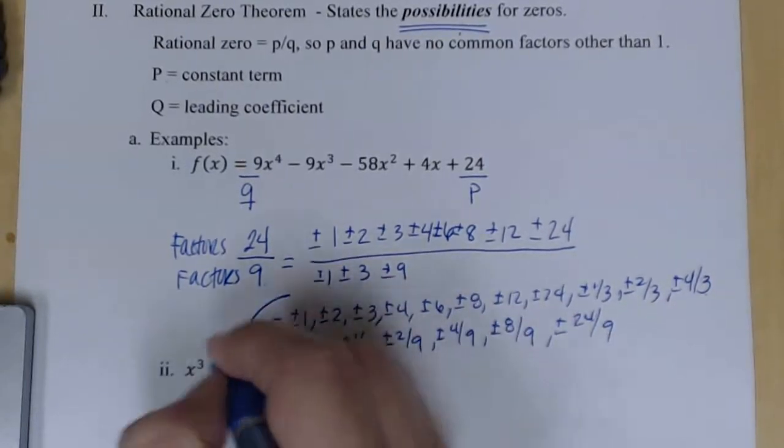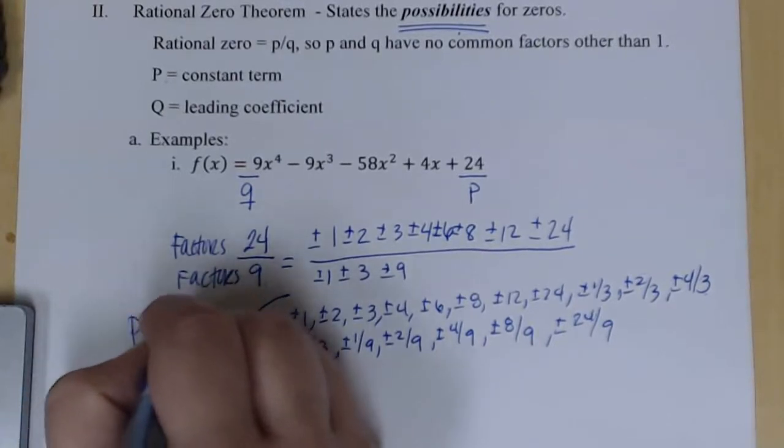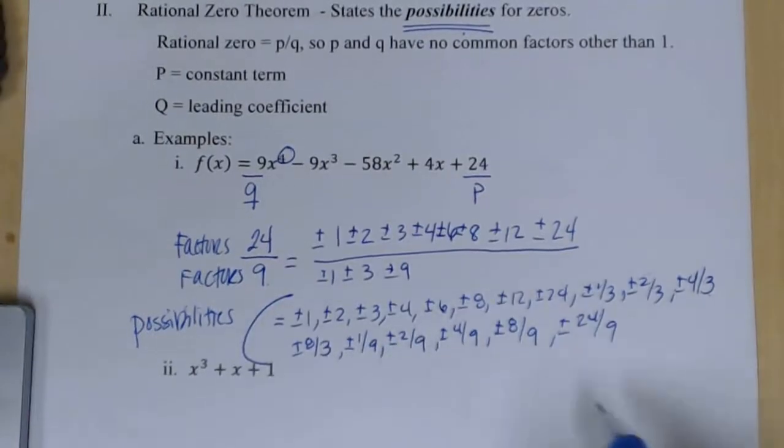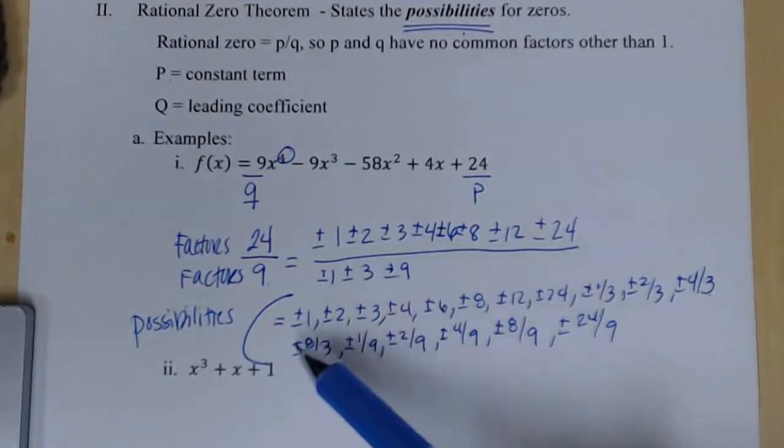And so this right here is my possibilities of zeros. Now the degree is 4, so only 4 of these are going to work, and one might work more, twice. But I just wanted to first, in this first example, talk about what the possibilities could be. And I can tell you that all my real zeros are going to be in here. This does not account for any imaginaries that you may have.